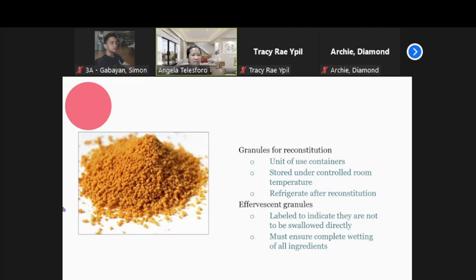Paracetamol can be split into half. For all tablet drugs that have scoring, the line in the middle, you can split them in half. But if the drug has no scoring, you cannot divide it. Okay?